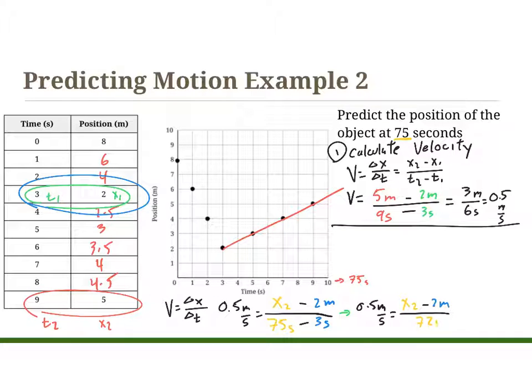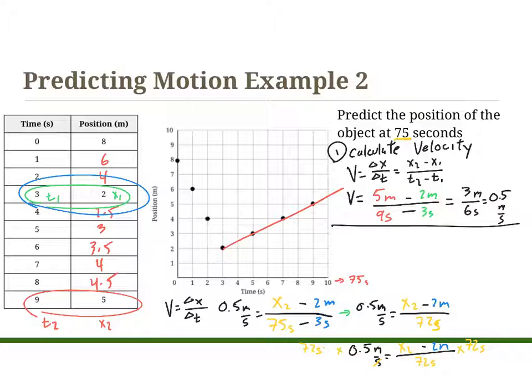72 seconds. So now I'm going to do some algebra, and I'm going to move 72 seconds to the other side by multiplying. So 0.5 meters per second equals x2 minus 2 meters over 72 seconds, and I'm going to multiply both sides by 72.